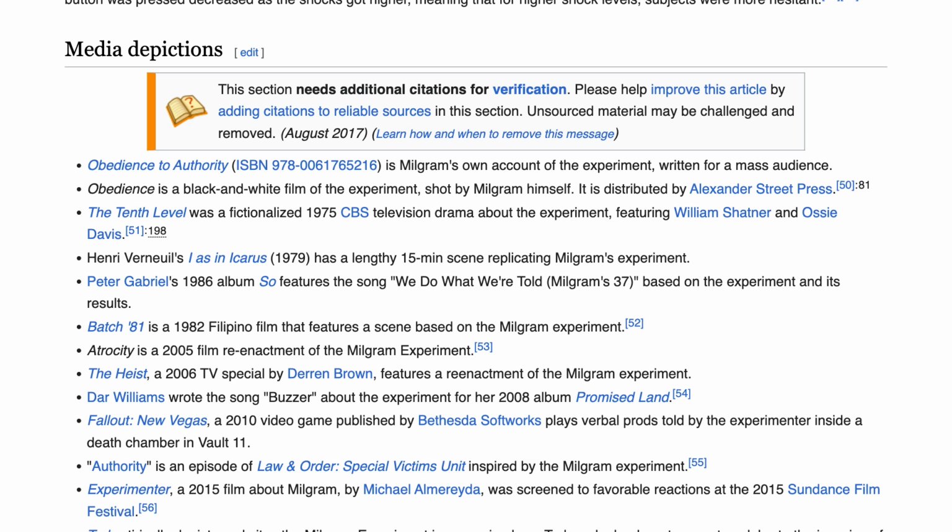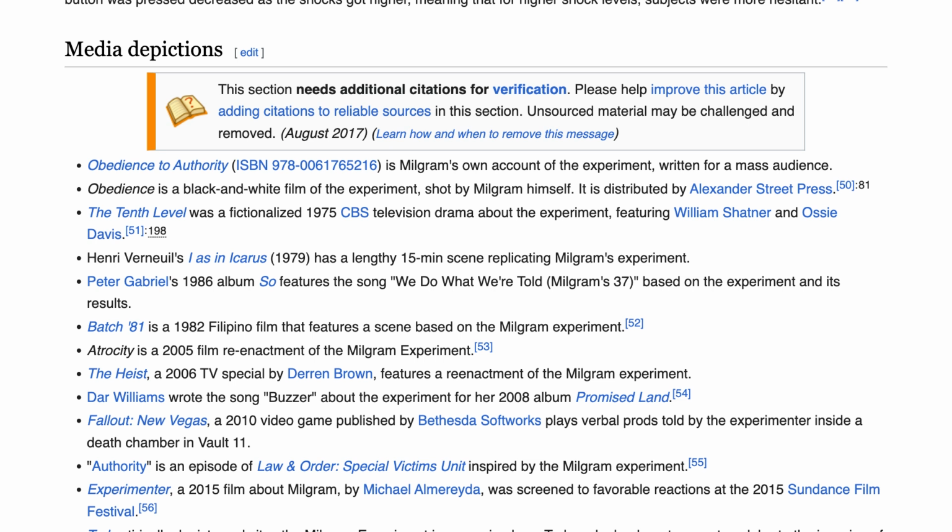Henri Verneuil's I as in Icarus, 1979, has a lengthy 15-minute scene replicating Milgram's experiment. Peter Gabriel's 1986 album So features the song We Do What We're Told (Milgram's 37), based on the experiment and its results. Batch 81 is a 1982 Filipino film that features a scene based on the Milgram experiment. Atrocity is a 2005 film reenactment of the Milgram experiment. The Heist, a 2006 TV special by Derren Brown, features a reenactment of the Milgram experiment.